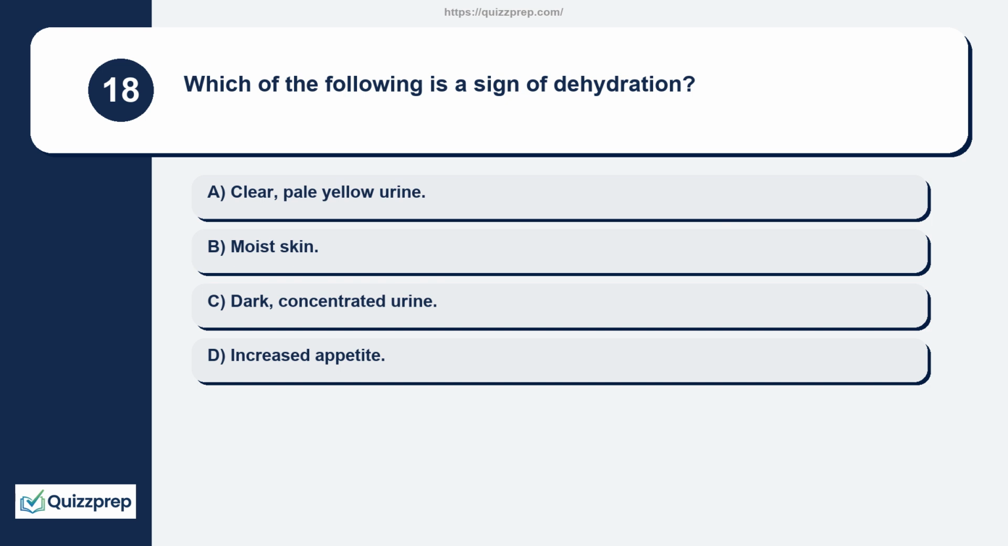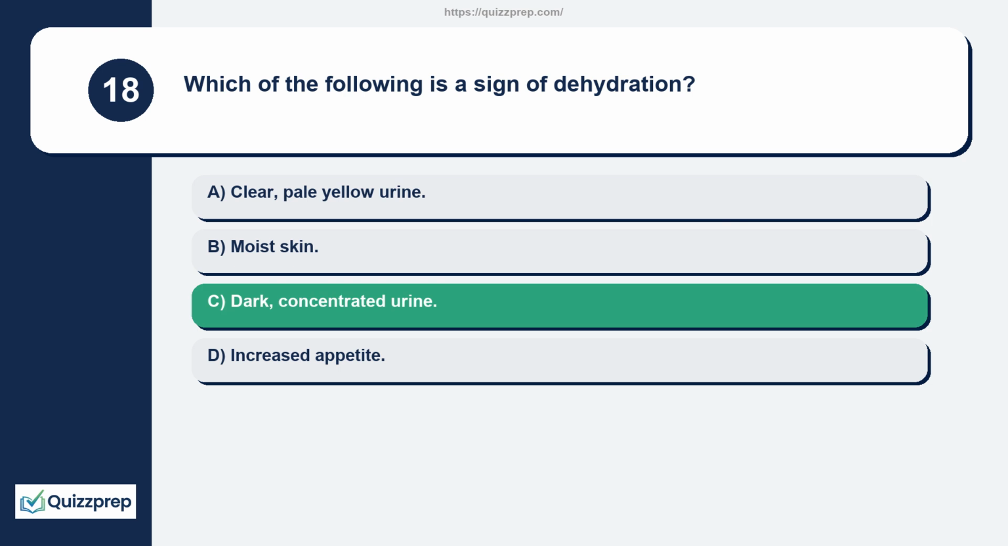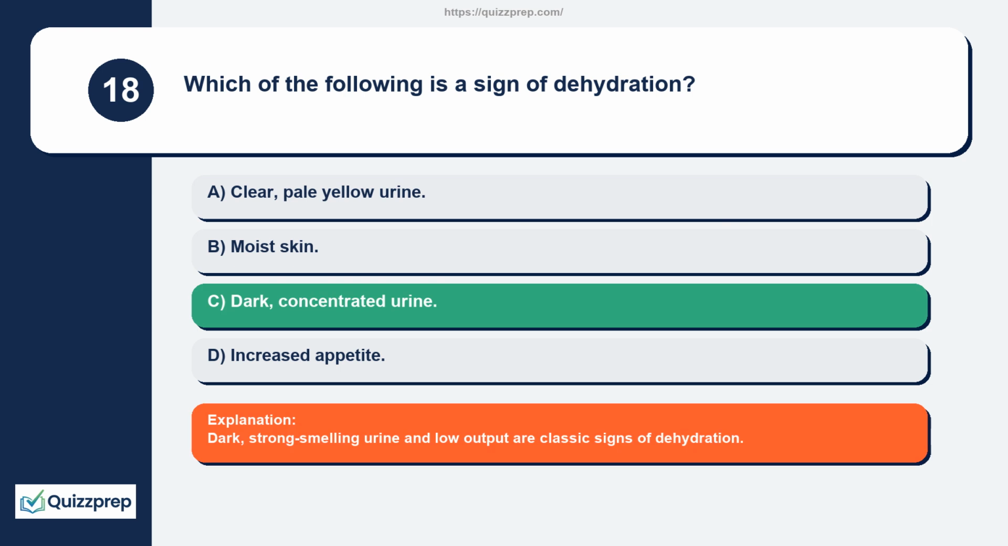Question 18. Which of the following is a sign of dehydration? Clear, pale yellow urine, moist skin, dark, concentrated urine, increased appetite. Dark, strong-smelling urine and low output are classic signs of dehydration.